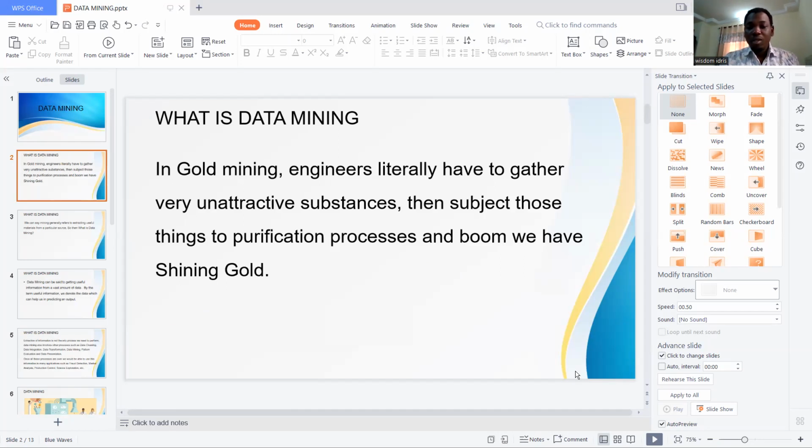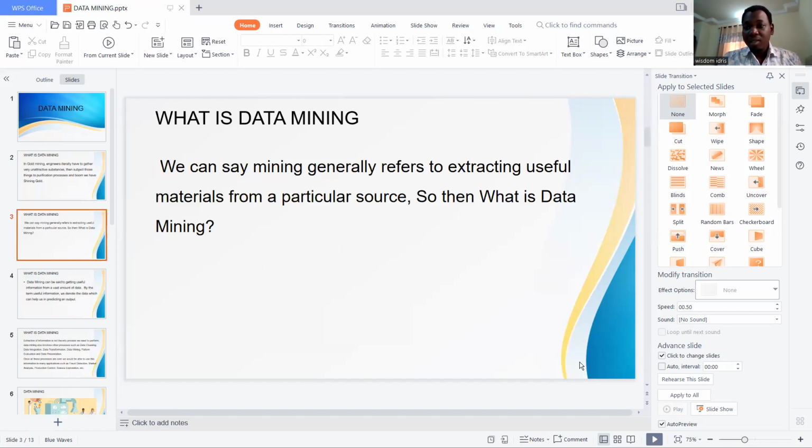So you get gold in some areas, but it doesn't look all shining when you get it. It is always dusty and all that. And when you subject those materials to purification processes, heat and other things, then you get shining gold by purifying it. The same thing can be said about data mining in general. You want to be able to extract useful data from a whole data set.